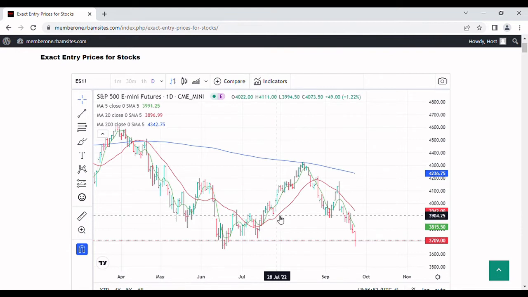Closed below the 5-day. We got out before that, and then you could get right back in and right here and so forth and trade it up. So that's essentially how technical analysis works.